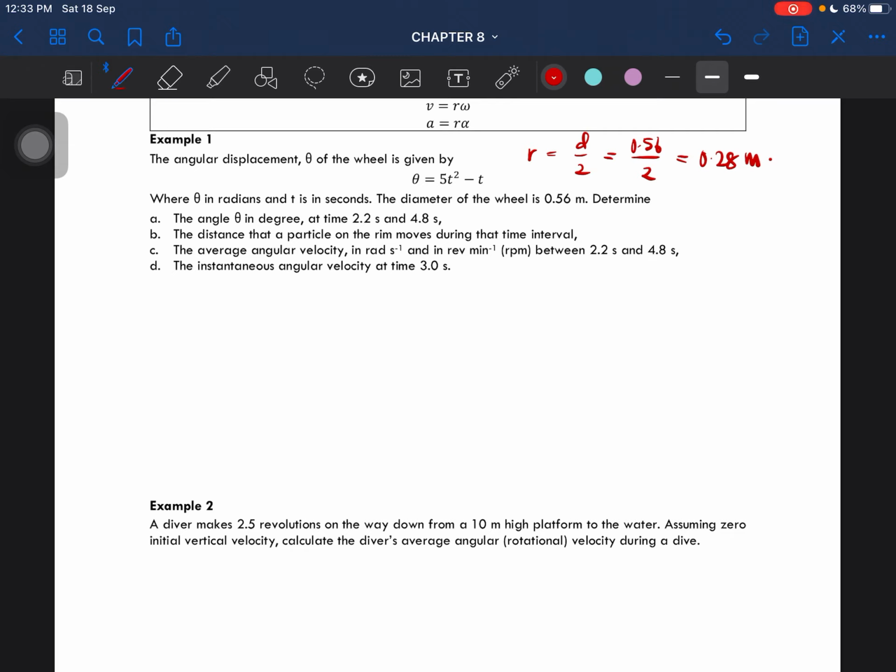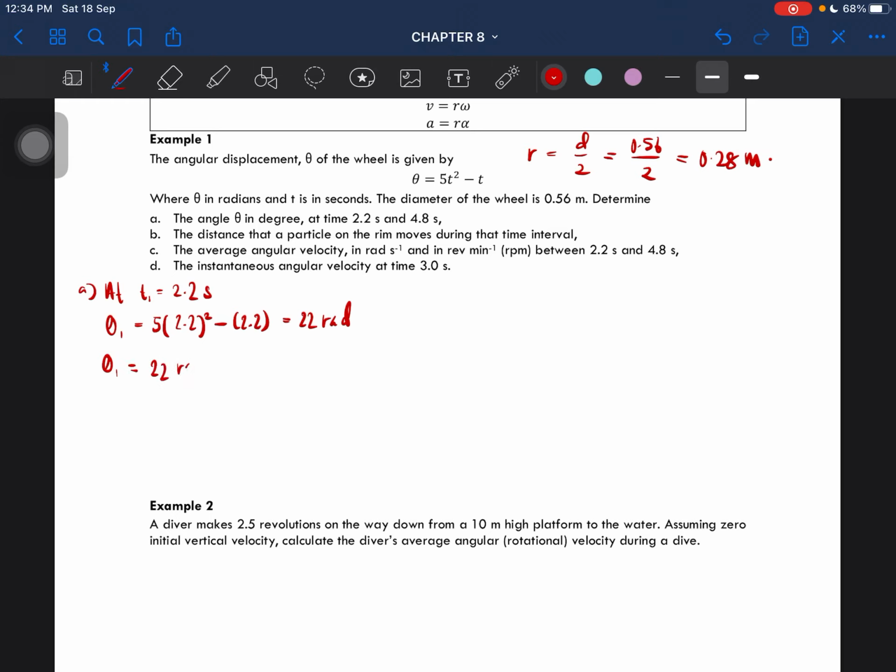So now we can calculate at time t equal to 2.2 seconds. We can just substitute the value of t into this equation. So this is 2.2 squared minus 2.2. So you should get the angular displacement to be equal to 22 radian. Okay, but now the question wants it in degree. So how do we convert radian to degree?